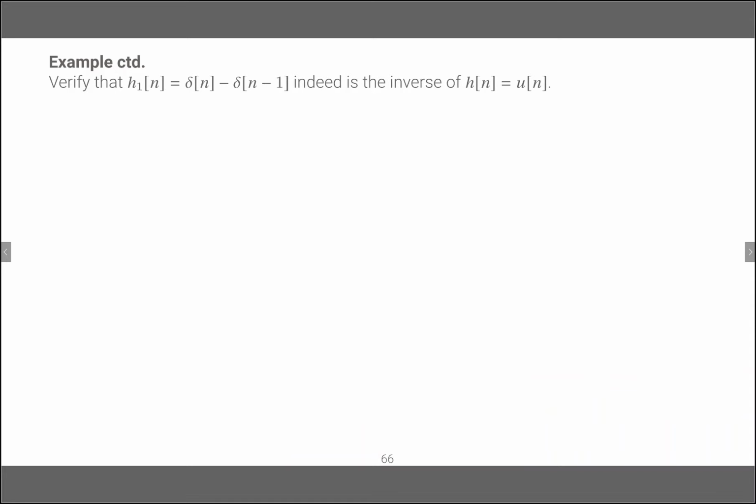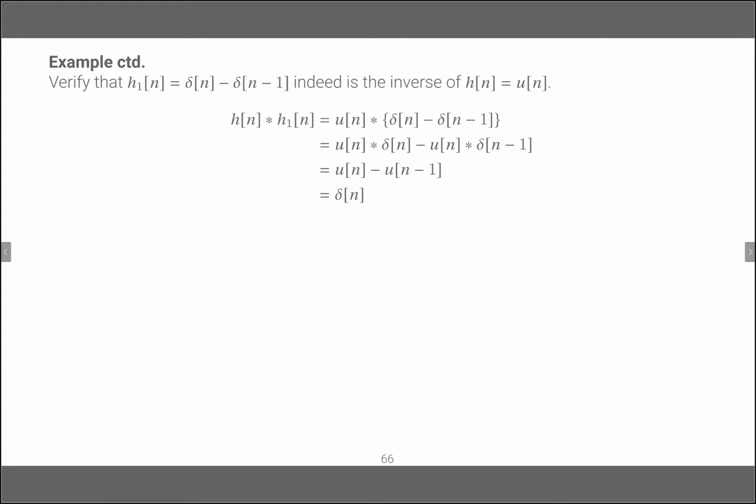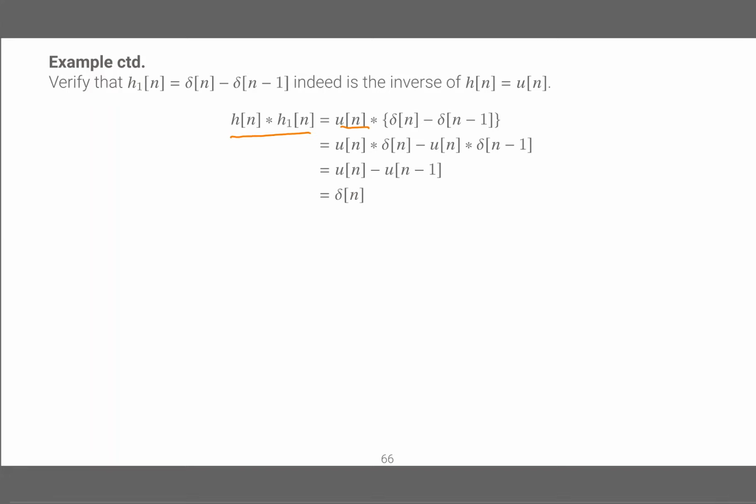Okay, so we can verify that h1n equals delta n minus 1 indeed is the inverse of hn equals un. So let's do the convolution for that. un convolved with delta n minus 1. That means un convolved with delta n and un convolved with delta n minus 1. When you convolve un with delta n, you get the same thing. When you convolve un with delta n minus 1, you get un shifted to n minus 1.